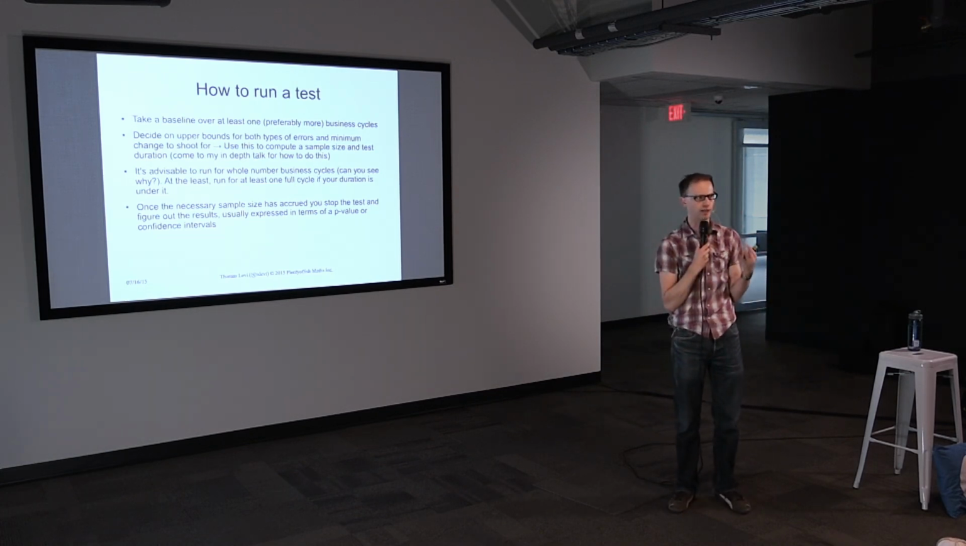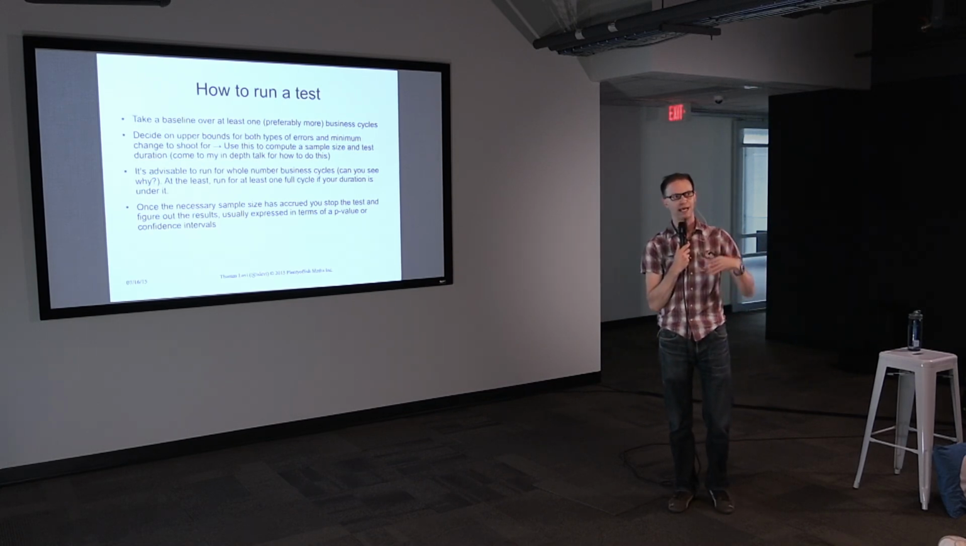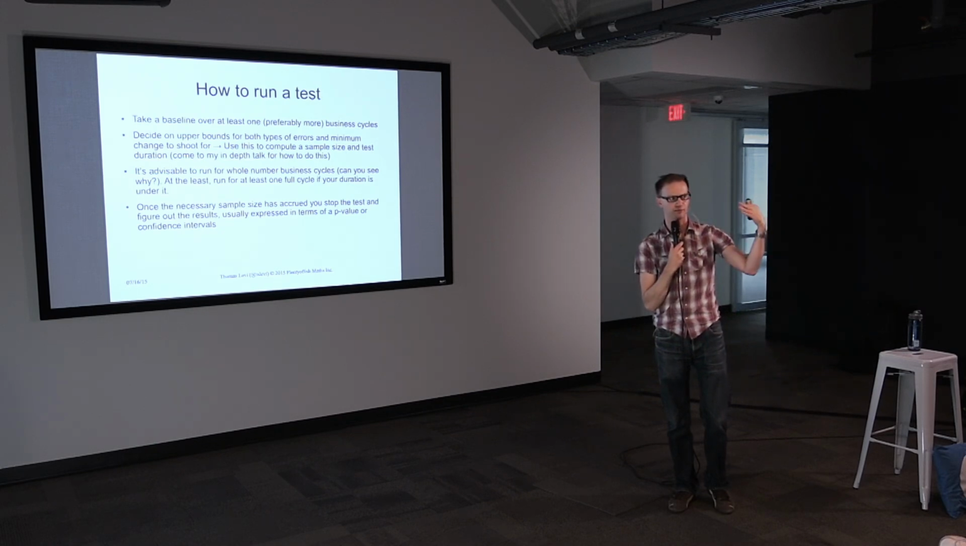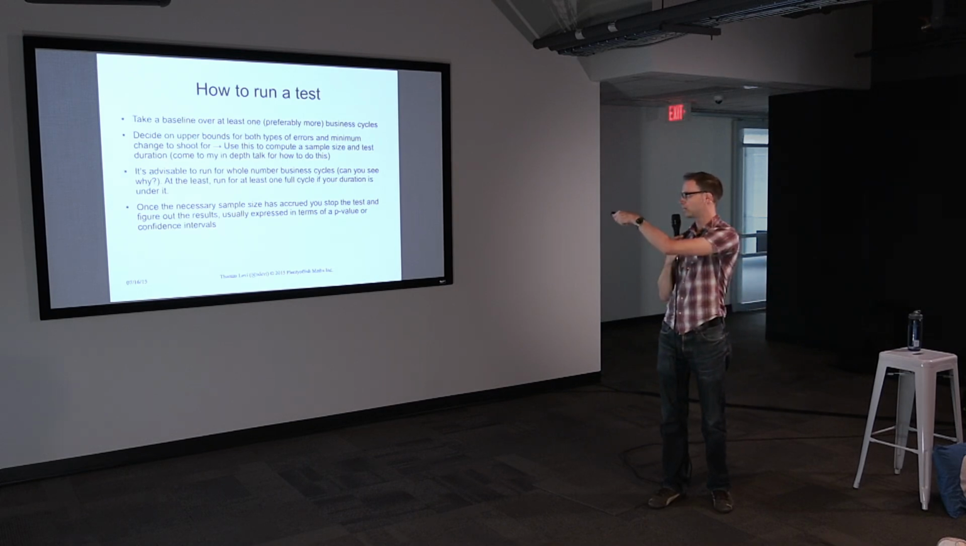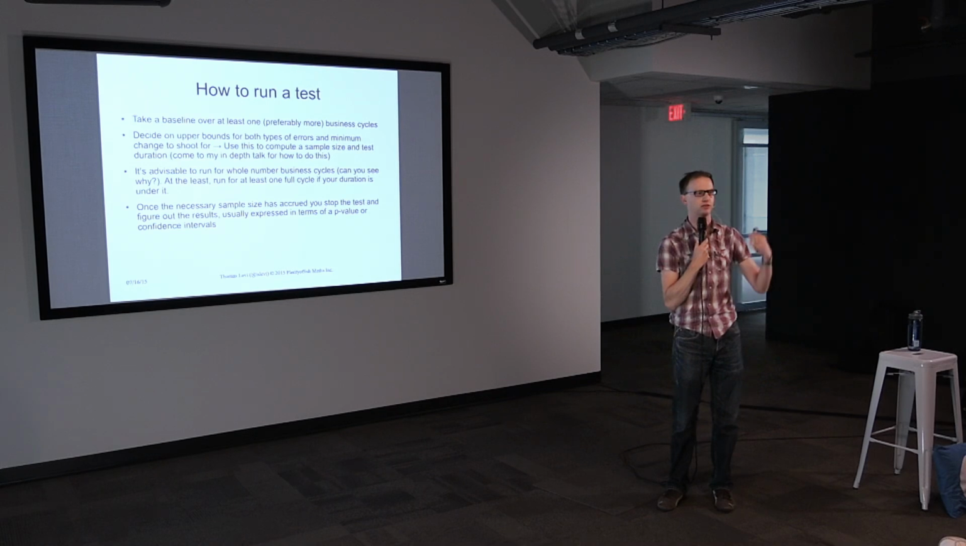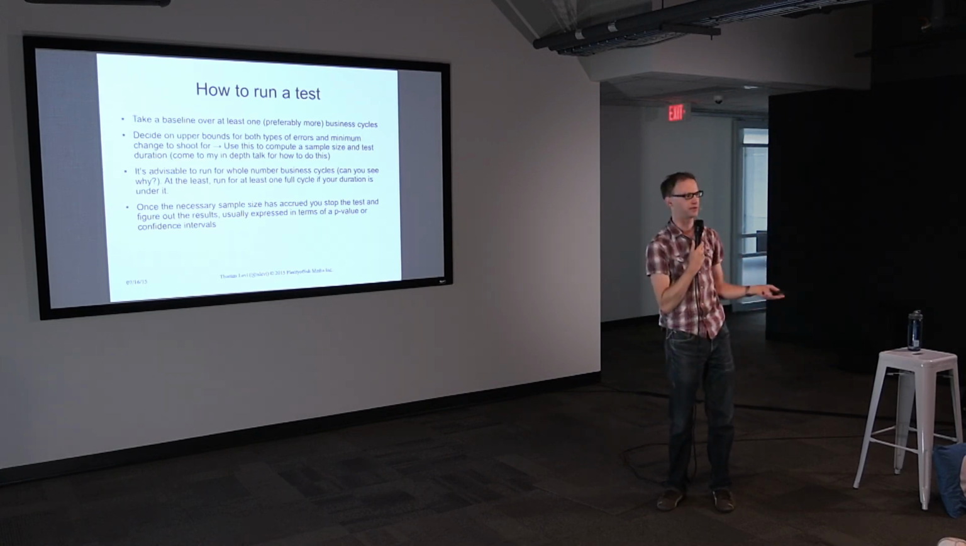So there are no hard and fast rules here. It's all about trying to bound your uncertainty as much as possible and get the generalization, once you actually make the full change, to be as true as possible. So you basically run it, and once you actually have the necessary sample size, you check the actual sample size, not the results. You basically say, okay, we're going to stop it, and then you figure out the results.